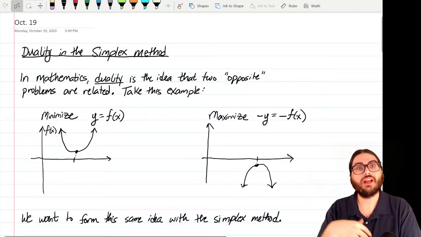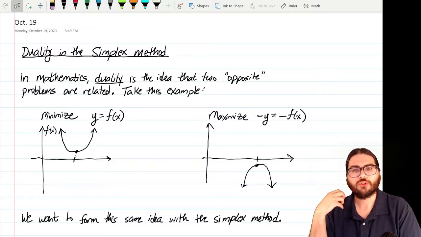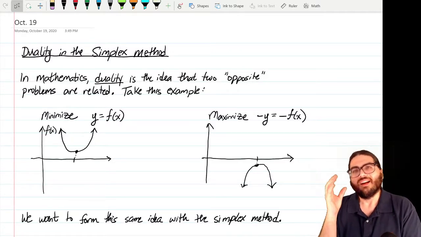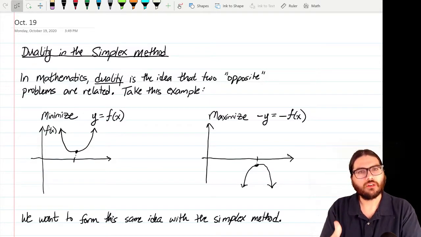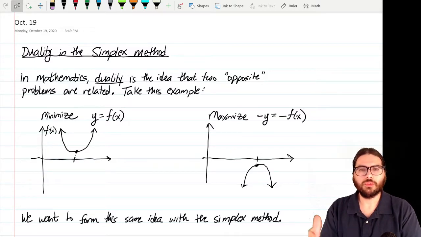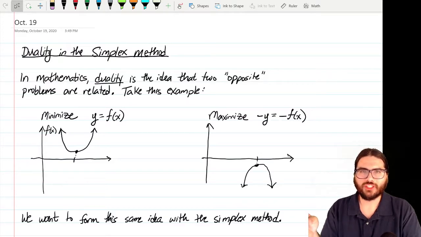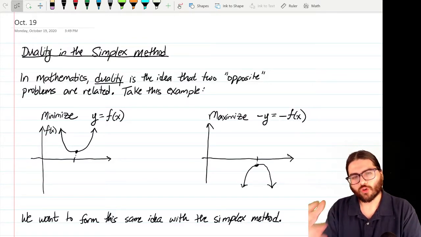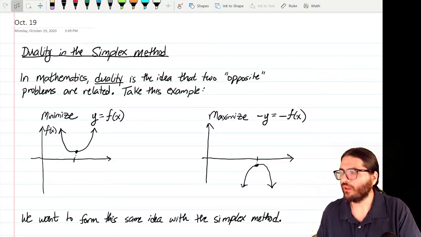Well, if we want to see duality in the simplex method, then we need to figure out what duality is in the first place. All right, so duality is how related problems are linked together. I've given an example here, which is sort of the generic example. Imagine I'm taking some function, f of x, and we don't need to know what a function is at this point in the class, but I've drawn its graph here, right? You can see its y value go up and go down, right?